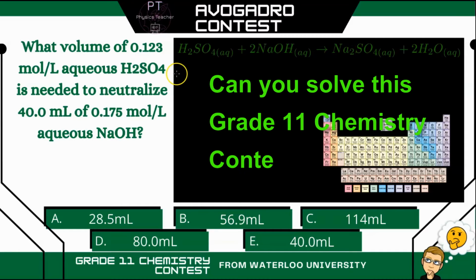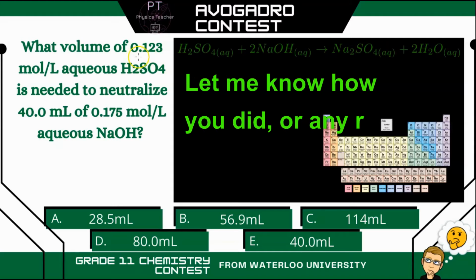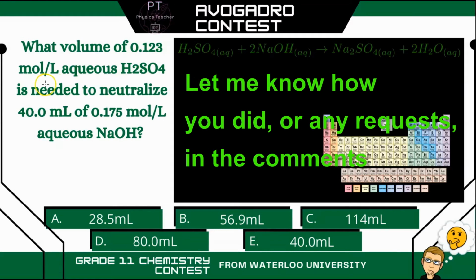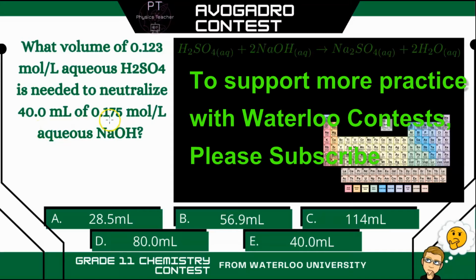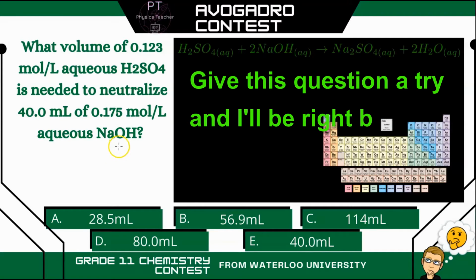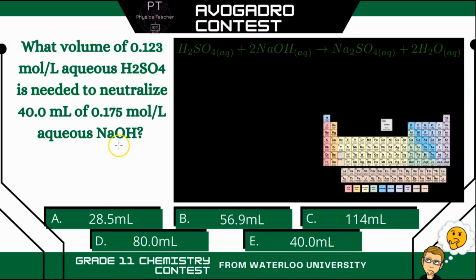This is a grade 11 chemistry Avogadro contest question, and it asks for the volume of 0.123 mole per liter aqueous sulfuric acid needed to neutralize 40 milliliters of a 0.175 mole per liter aqueous sodium hydroxide solution. Give it a try, and I'll be right back with the solution.